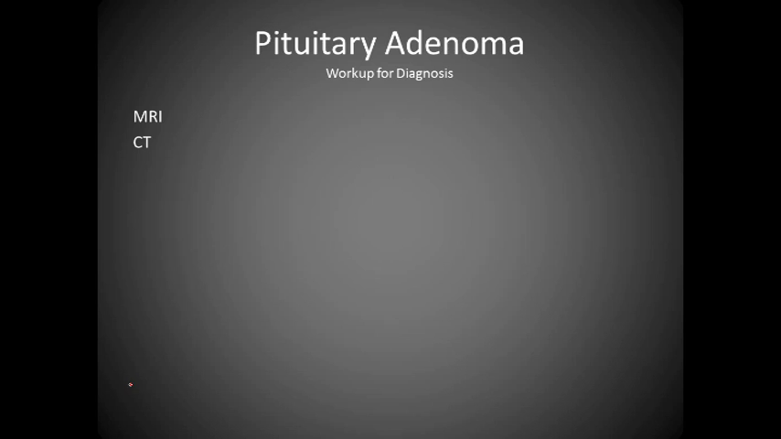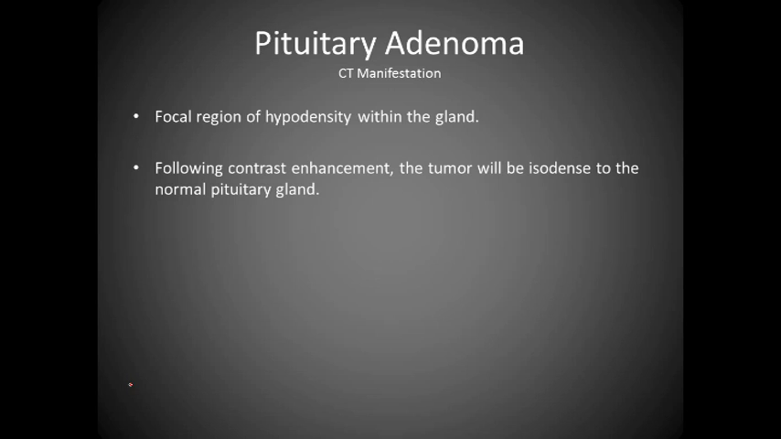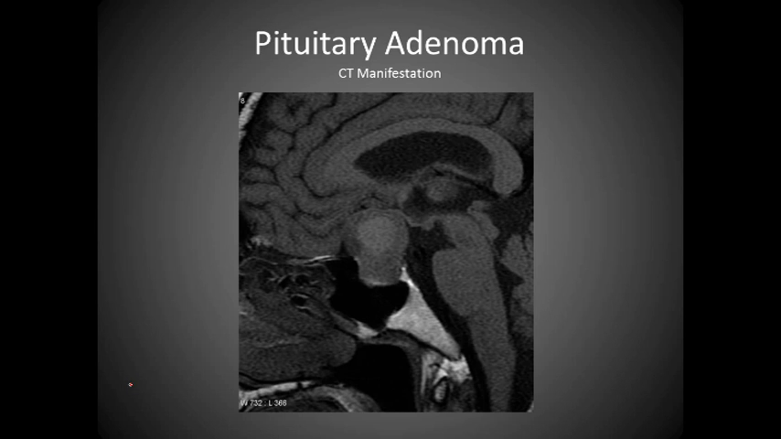Pituitary adenomas are easily diagnosed on MRI. CT, not quite as much, but it can be utilized to demonstrate somewhat of the pituitary gland. But MRI is usually the modality of choice. In terms of CT, you should see a focal region of hypodensity within the gland. And following contrast enhancement, the tumor will be isodense to the normal pituitary gland.